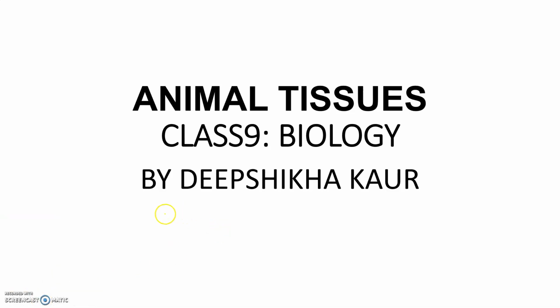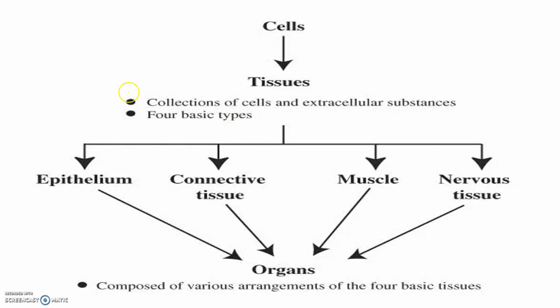Let's start with the topic animal tissue of class 9 biology. In class 9 biology, the first topic that was covered was plant tissue. After plant tissue, the next topic is animal tissue.